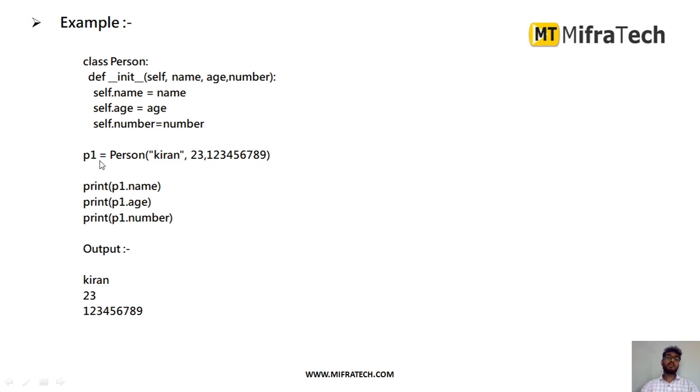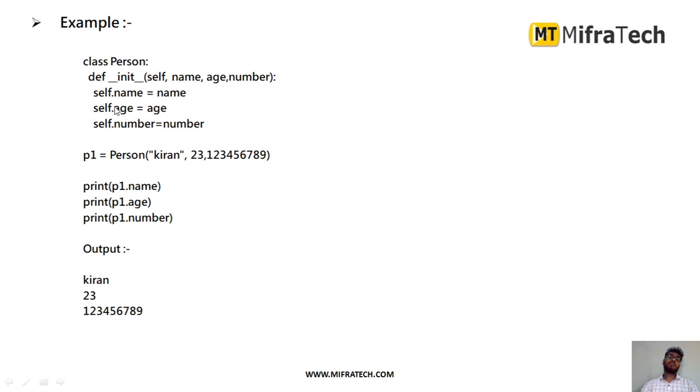So here you can see, in order to create an object of that class, I am using p1 is equal to Person. I am passing the parameters. So this Kiran, 23, as you can see, name, age and number I am passing. These passed values will go to here, and in self.name, at the place of name Kiran will be stored, self.age will be stored, self.number will be stored. So this self will be replaced with this p1.